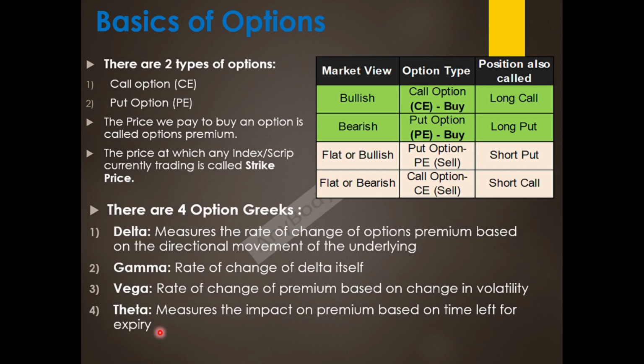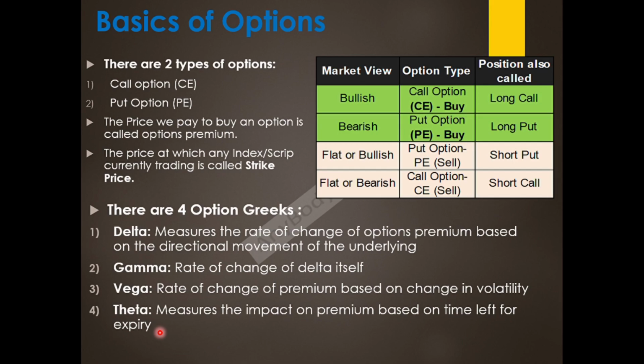And if the market, after taking any entry in our trading, remains sideways, then definitely because of theta decay, because of time decay, our option premium starts decreasing before hitting our target. And in such situations, our stop loss gets hit and we end up losing money.